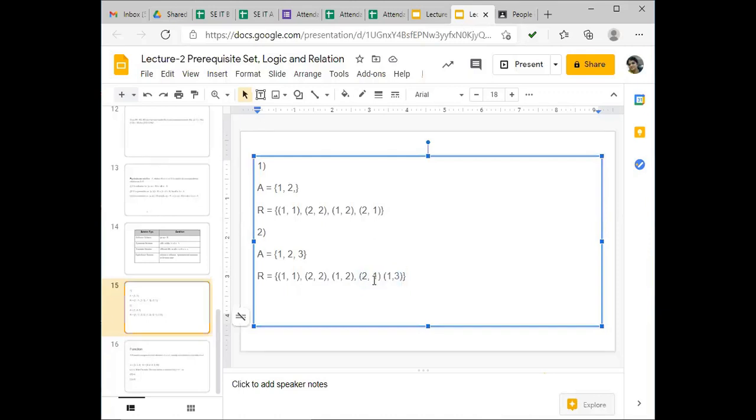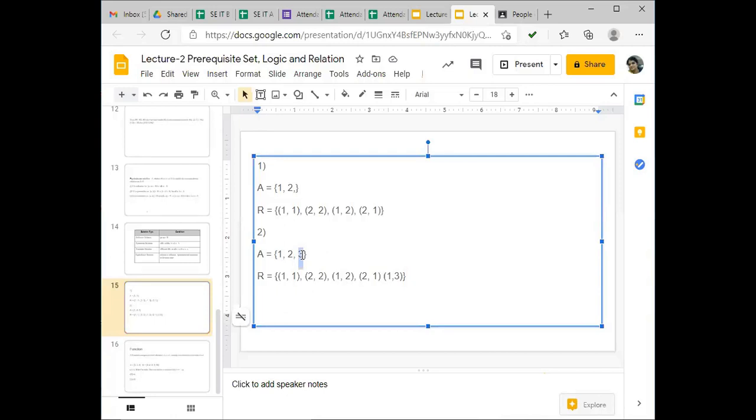2 is related to 1 and 1 is related to 3. And 2 is not related to 3, so it is not transitive, right? It is not reflexive because 3 is not related to 3, right? So it is not reflexive.